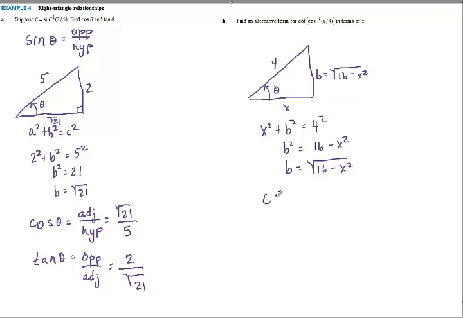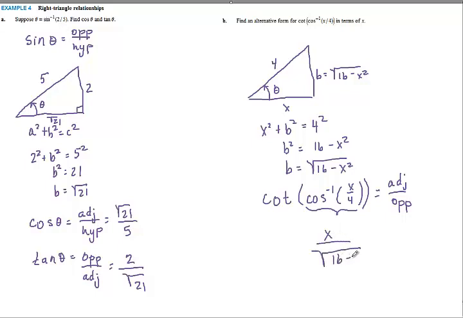Alright, I need cotangent of cosine. There's x over 4. And I built this theta right here using the right triangle. So I know that cotangent is, if tangent is opposite over adjacent, it would be adjacent over opposite. So this would be adjacent, that is x, over the opposite, square root of 16 minus x squared.